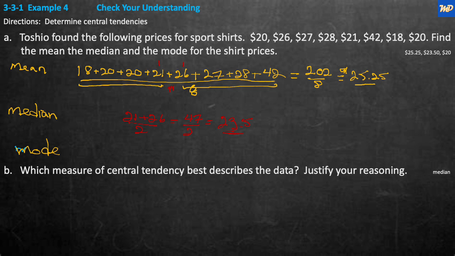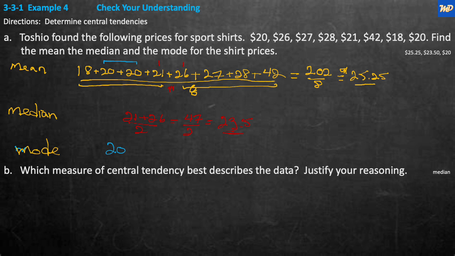But right now, in this example, there is only one number. It's these two here, two values have a value of 20. So in this case, 20 is our mode. Okay? The mean is 25, the median is 23.5, and the mode is 20. So now we have that.